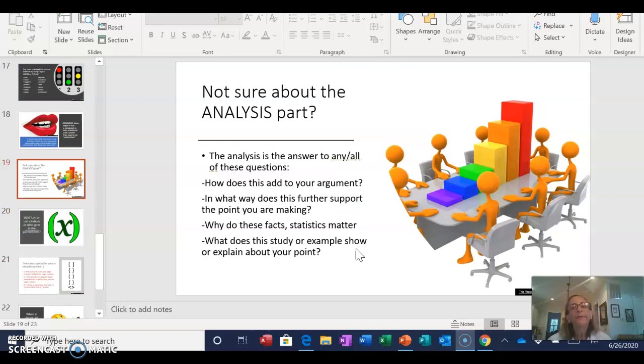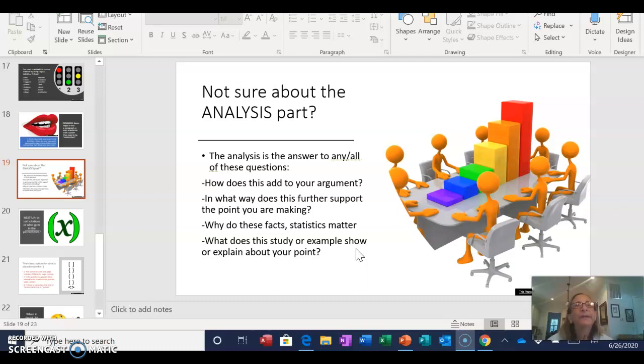Okay, now here's the deal with the analysis. Sometimes people get tripped up with this, right? Okay, I have this dynamite quote. I know it really fits well into my topic of this section of the paper. I'm just not sure how to use it, what to use it with, how to pair it up. Here's what you should think about when you're considering how to analyze a quote. The quote should answer any or all of these kinds of questions.